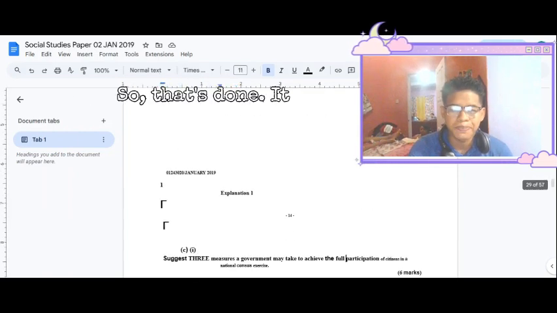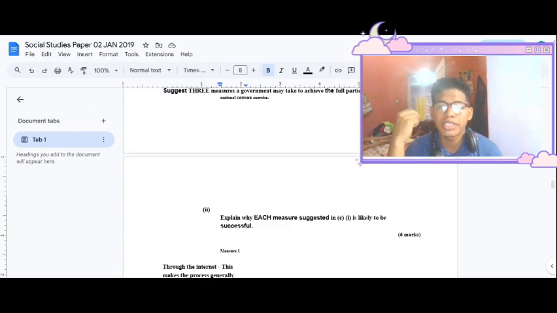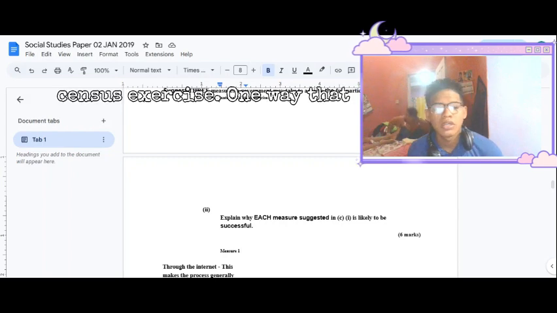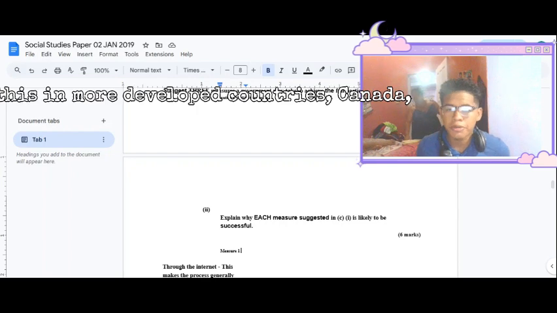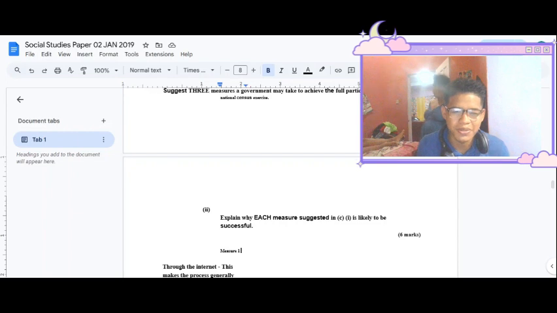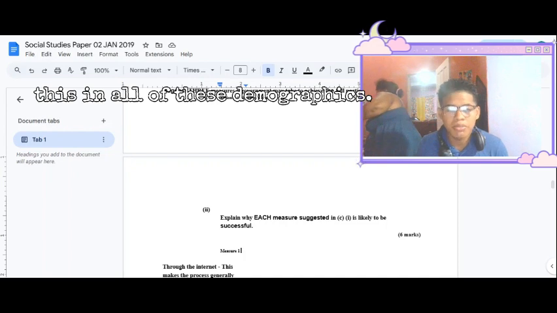So that's that. It says here, suggest 3 measures the government may take to achieve the full participation of citizens in a national census exercise. One way that they could do it, and they usually do this in more developed countries, Canada, Australia, America, they do this in all of these demographics.